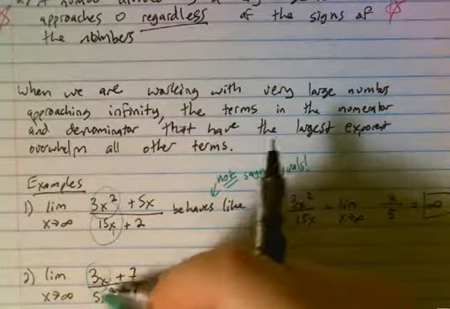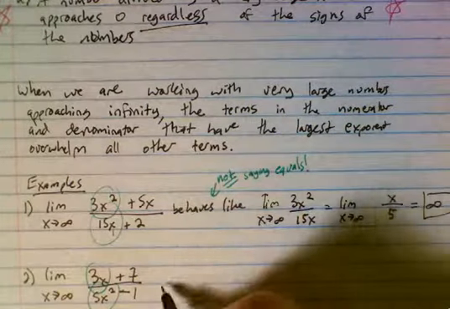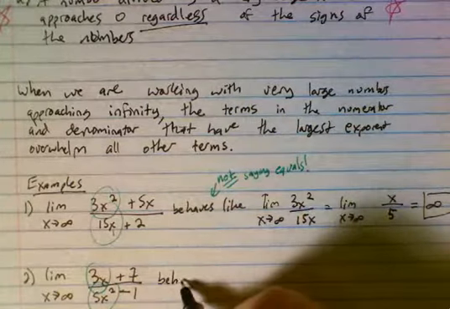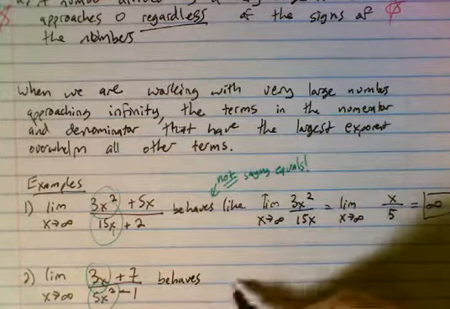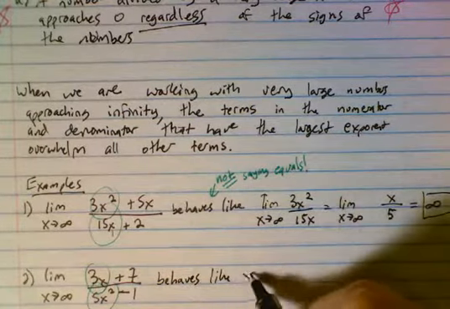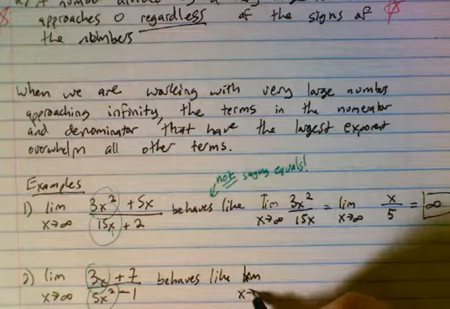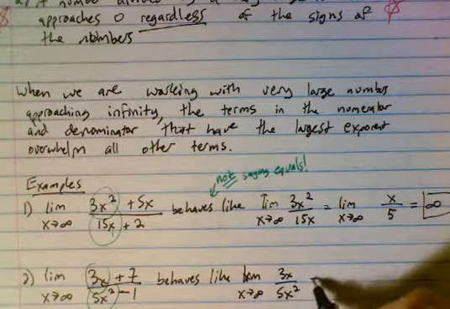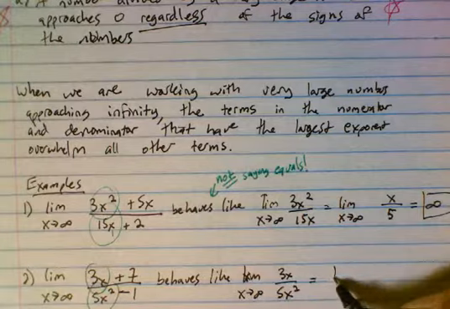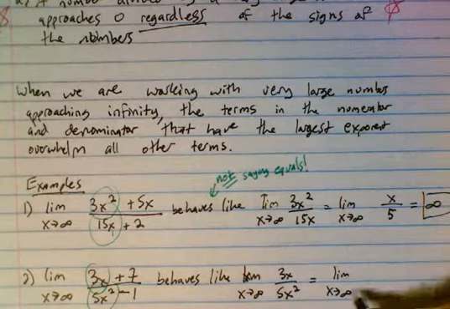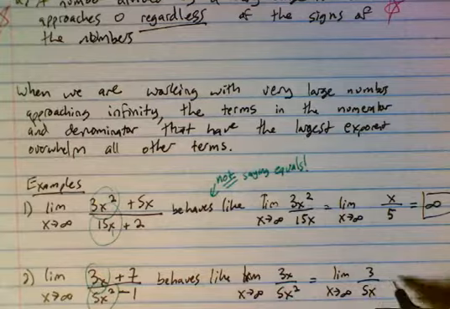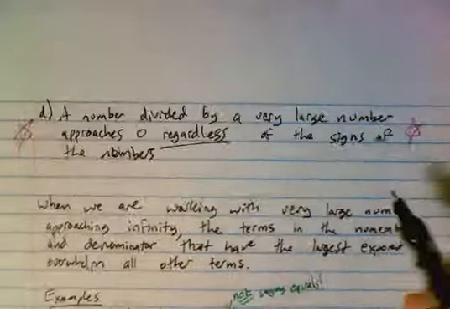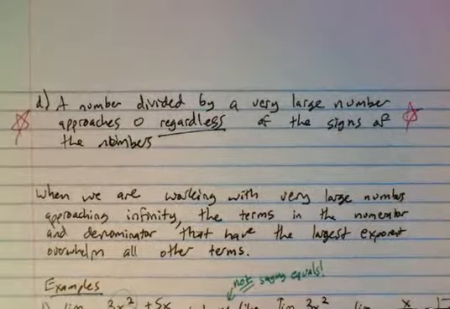So for this one, we find the biggest exponents in the numerator and denominator, so they overwhelm everything else. So this behaves like the limit as x approaches infinity of 3x over 5x squared. So those x's would cancel out, so that would be the limit as x approaches infinity of 3 over 5x. Now, look back at what we were saying here. A number divided by a very, very large number approaches 0.